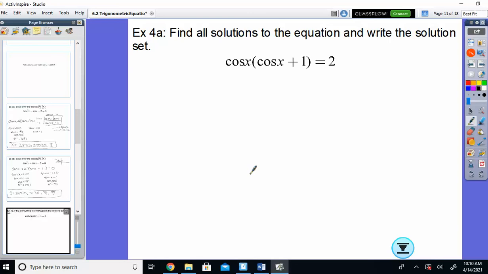Cosine of x times cosine of x plus 1 equals 2. Let's subtract 2 away. Why can't I just set each of those things equal to 2? Does it work that way? If I'm multiplying and get 2 for an answer, does that mean one of the original numbers had to have been a 2? No, that only works for 0.